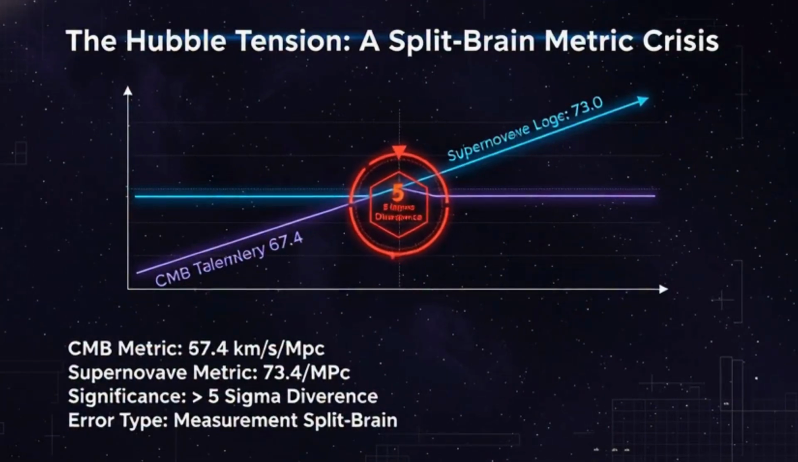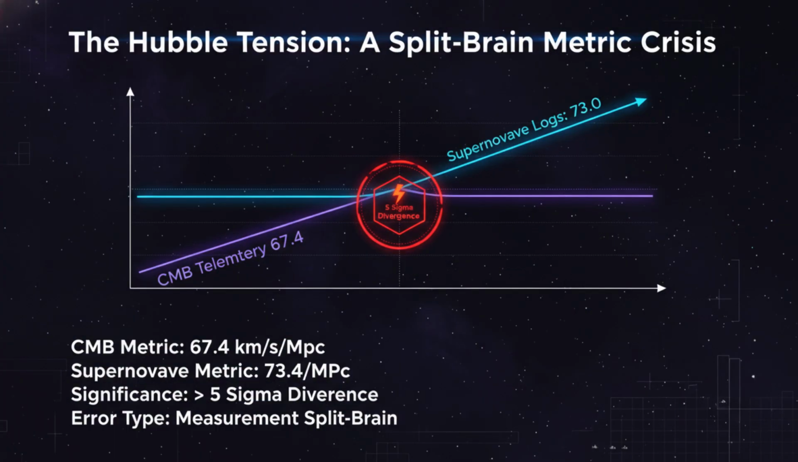One of the most significant P0 bugs in astronomy today is the Hubble tension. When we measure the expansion rate of the universe, the Hubble constant, using different monitoring tools, we get conflicting results. The early universe telemetry, CMB, gives us 67.4 kilometers per second per megaparsec, while late universe telemetry, supernovae, gives us roughly 73.0 kilometers per second per megaparsec.